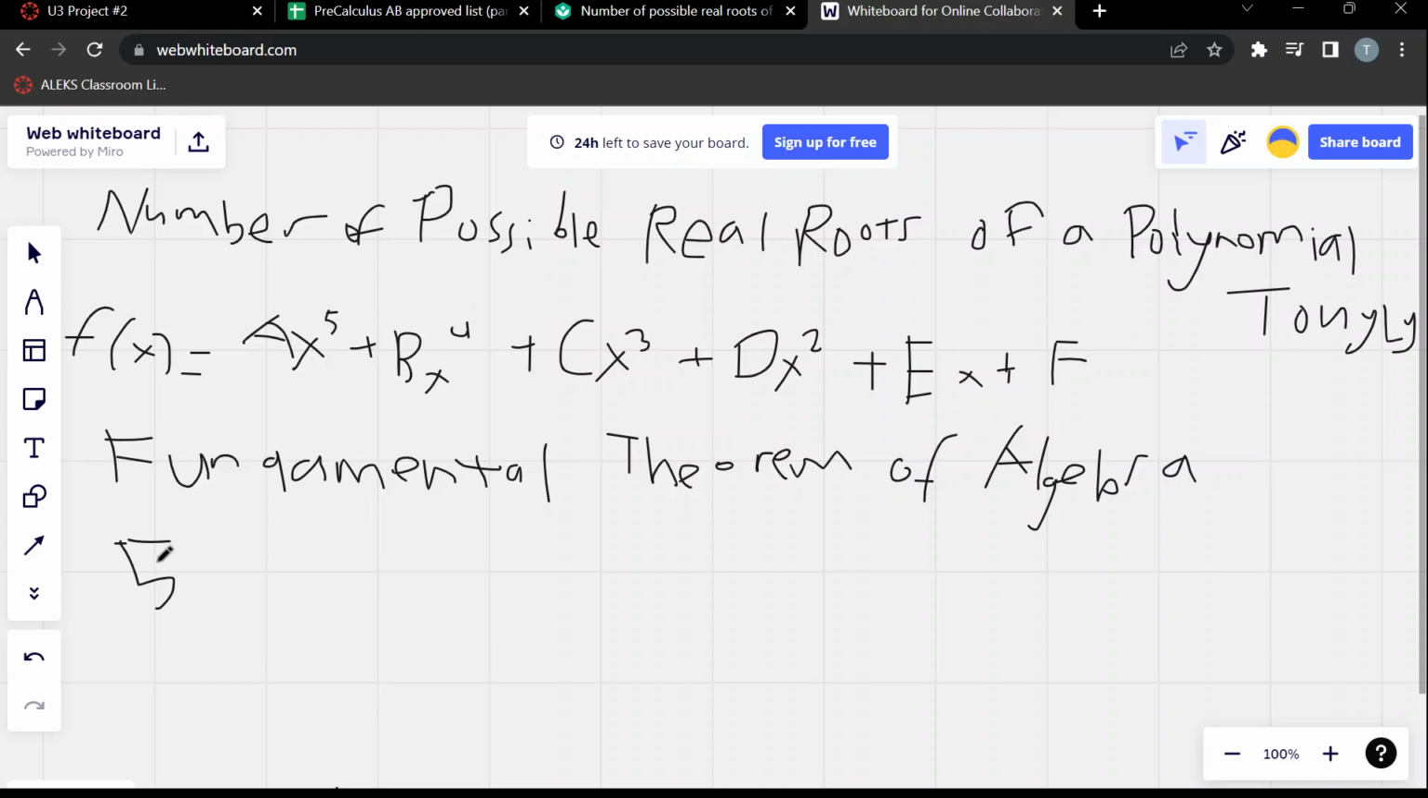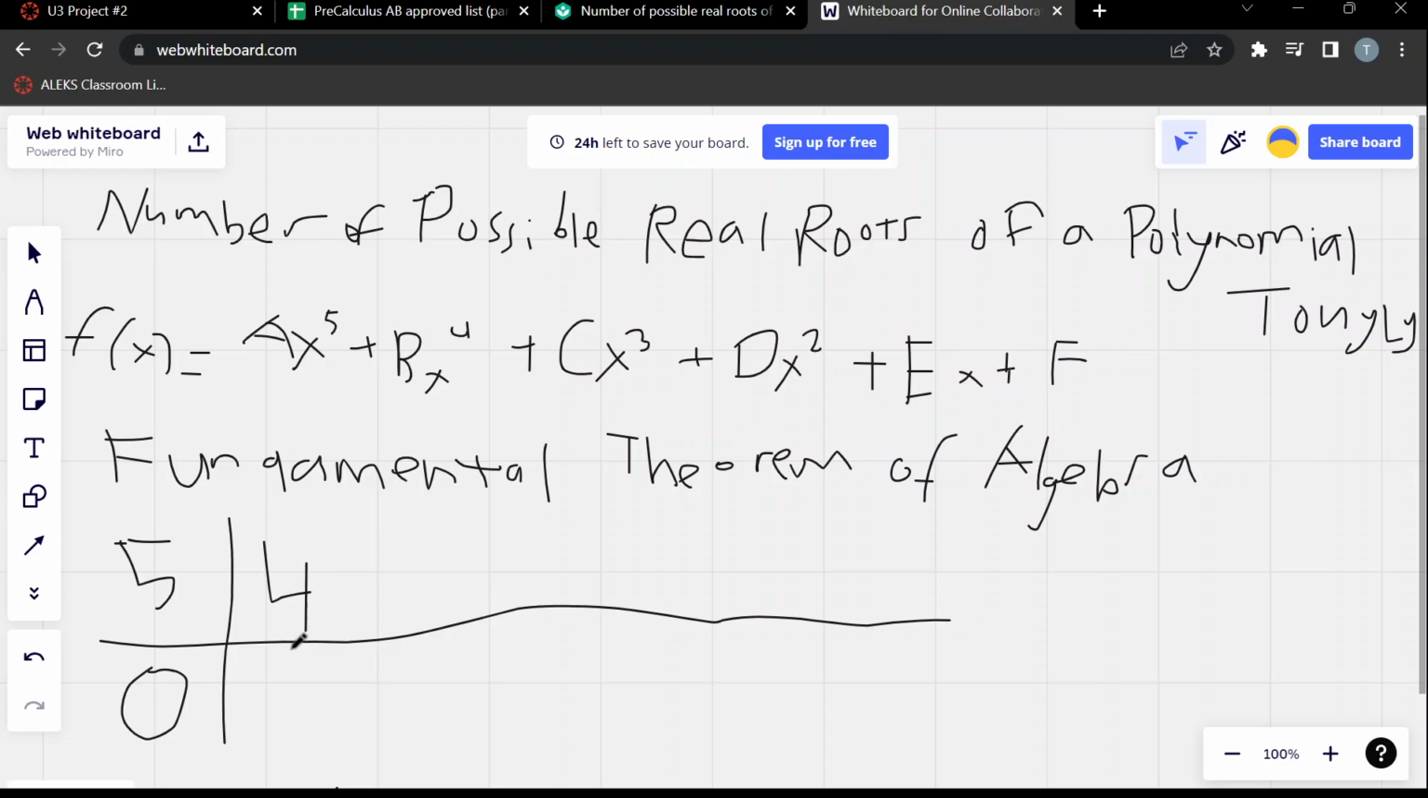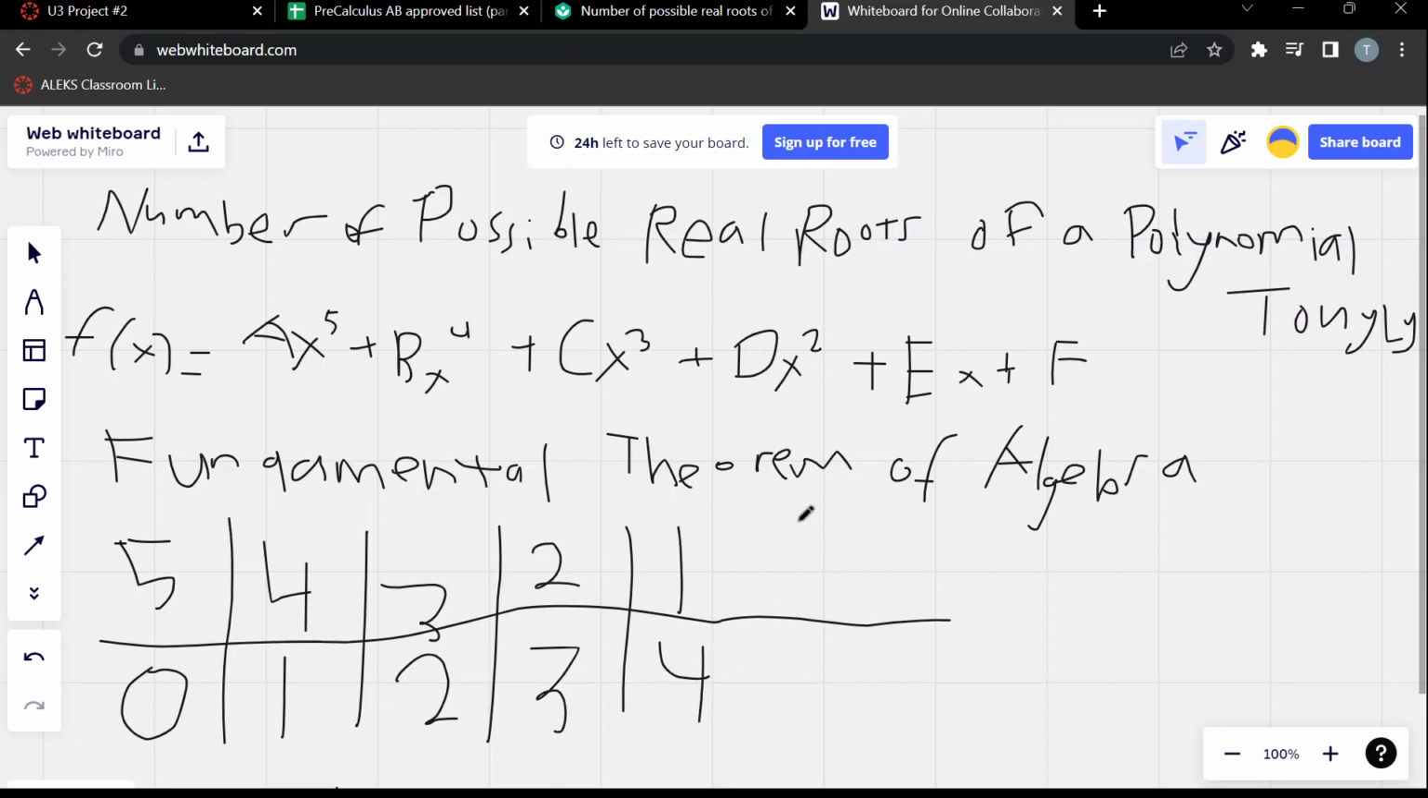Let's say that there are 5 real roots. That means there are 0 imaginary roots, and we can make a table and continue. If there are 4 real roots, then there will be 1 imaginary root. If there are 3 real roots, then there will be 2 imaginary roots. If there are 2 real roots, then there will be 3 imaginary roots. If there is 1 real root, then there will be 4 imaginary roots. And if there are 0 real roots, there will be 5 imaginary roots.